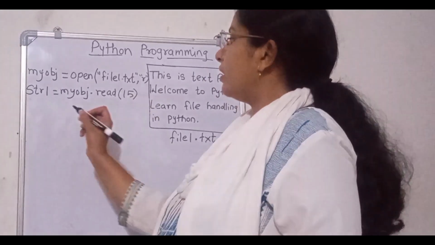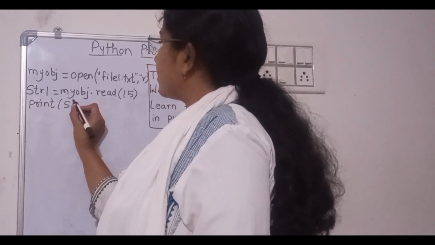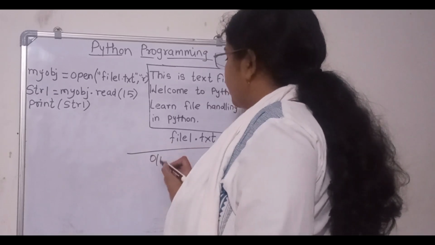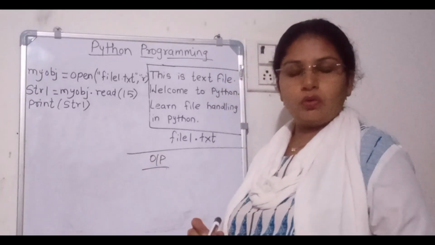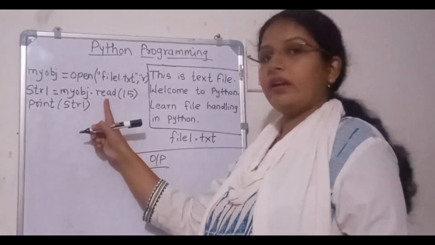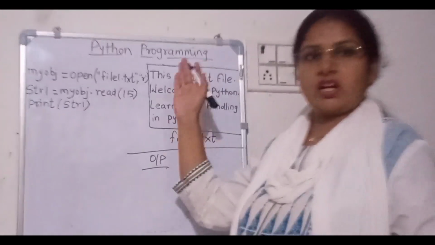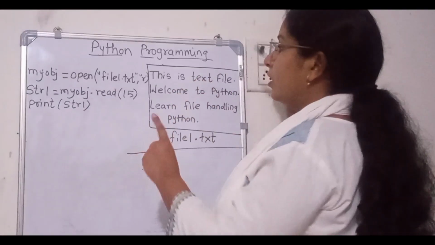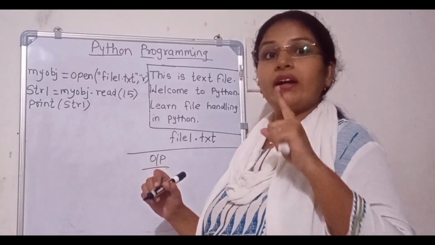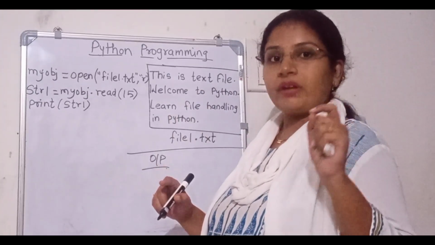Okay, and then I'm just printing str1. So in the output window, what will be printed? The content of the file should be printed. You are calling the read method for the first 15 characters. So just see which are the first 15 characters. And as I said before, you need to consider the white space, full stop and any special characters you are using in the file, because that is also a character.